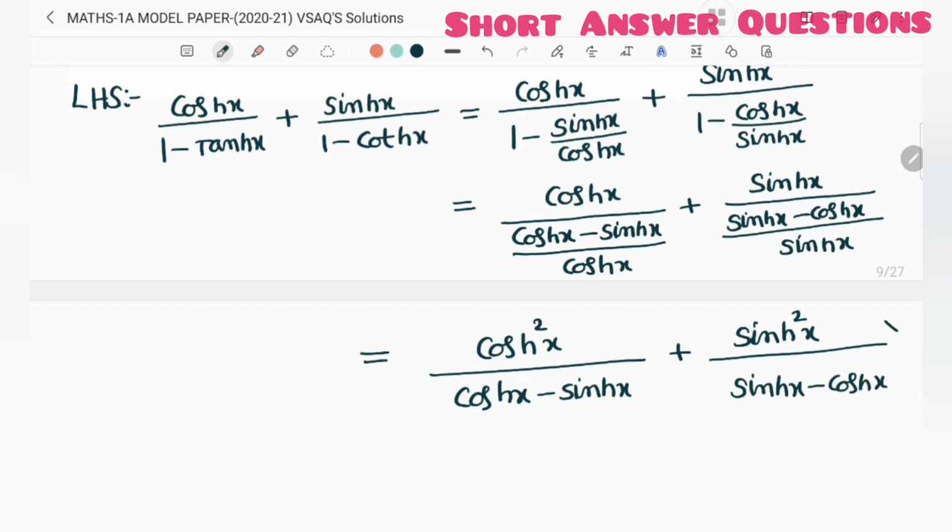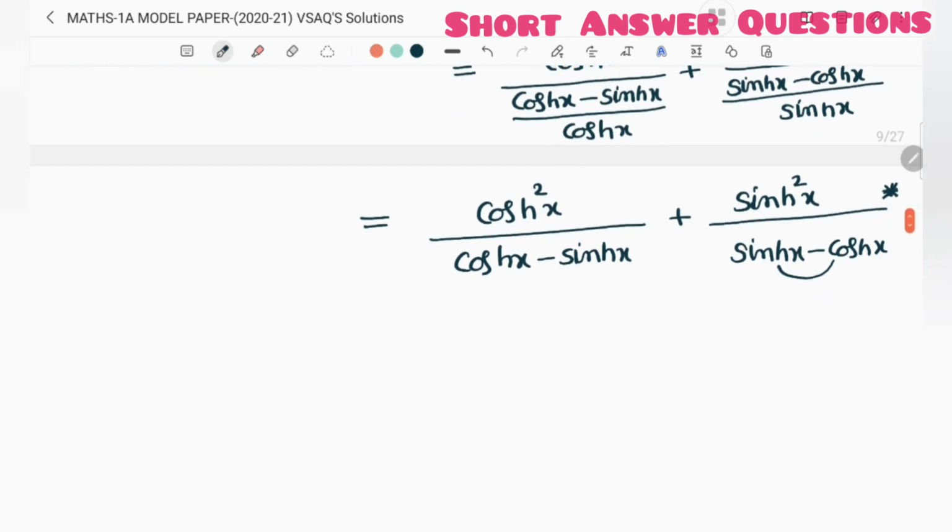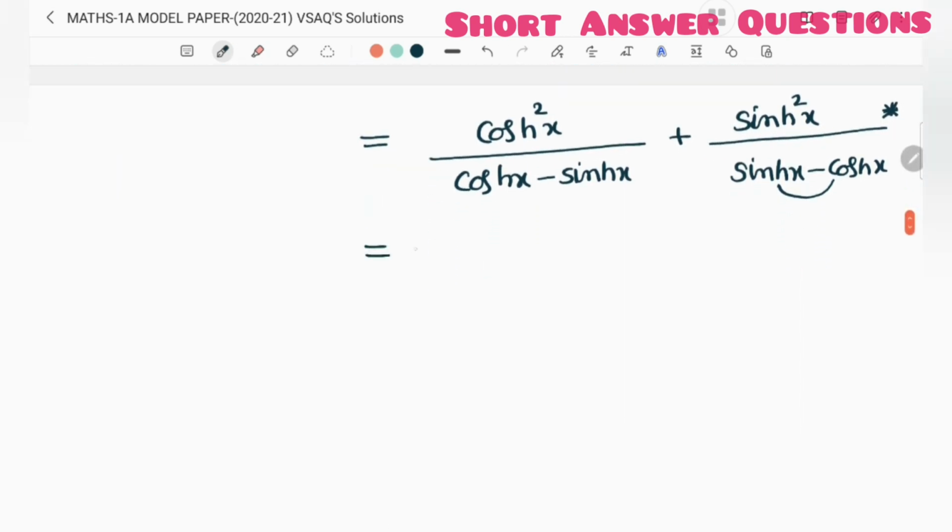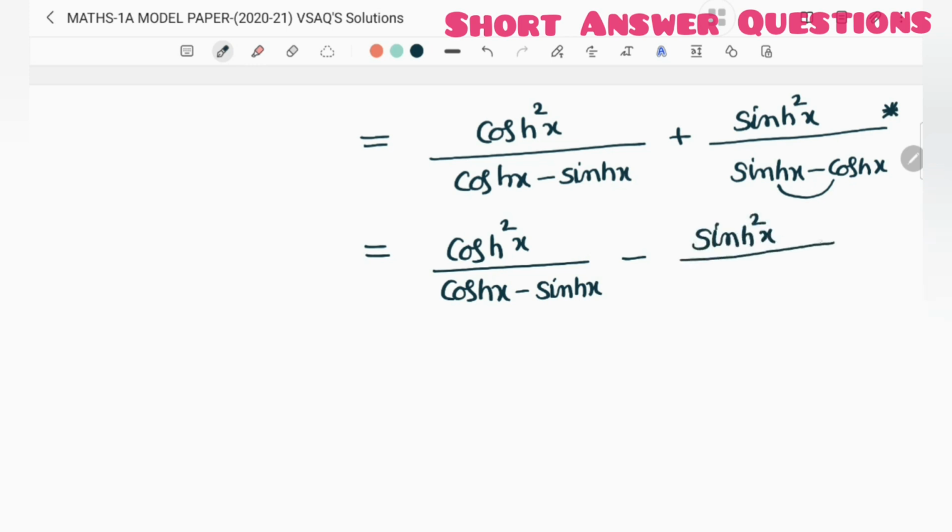Here is the only turning step, dear students, where I kept a star mark. In the denominator, we are interchanging these two. Whenever we interchange these two, the plus symbol will become minus. So cosh square x divided by cosh x minus sinh x, minus sinh square x divided by cosh x minus sinh x.